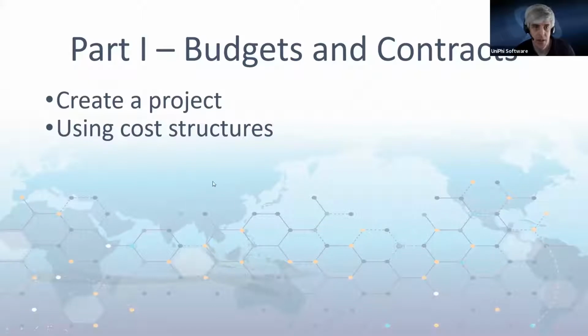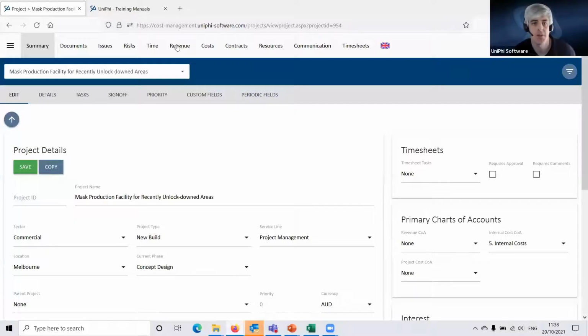All right, so we're now going to move on to using cost structures. We use cost structures to create budgets in Unify and also to then measure progress against that budget with contracts and forecasts, and understanding what our performance is against that budget. So we're in our project here. Here's my mass production facility that I just created.